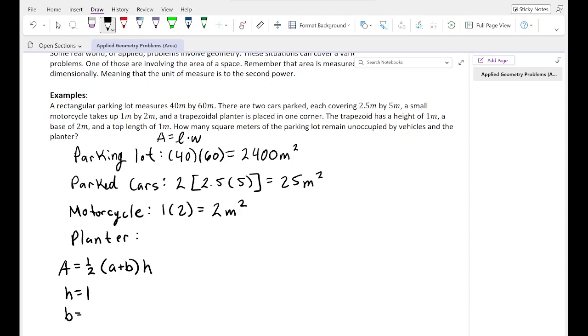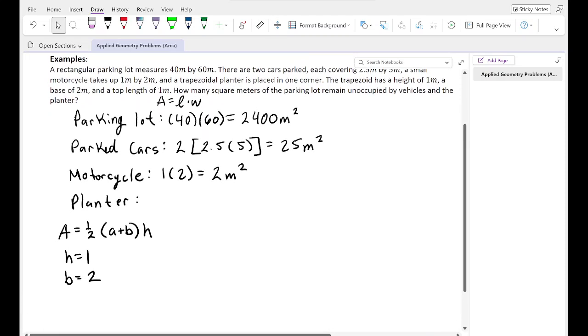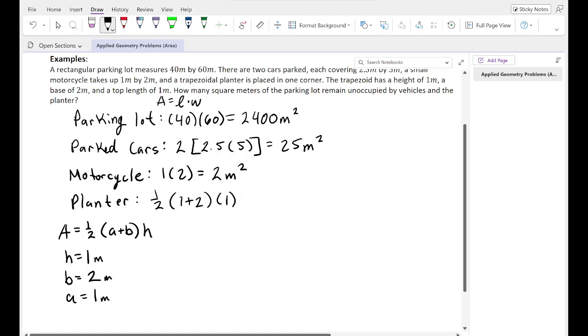So a base of 2, and get a little more space here, and a top length of 1. I guess it should be consistent. I'll put it as meters. So we know what a, b, and h are. So for the area of this, it's just going to be, let's see, 1/2 times 2 plus, again, keep it consistent, 1 plus 2 times 1. And when you do all that, you're going to have an area of 1.5 square meters.